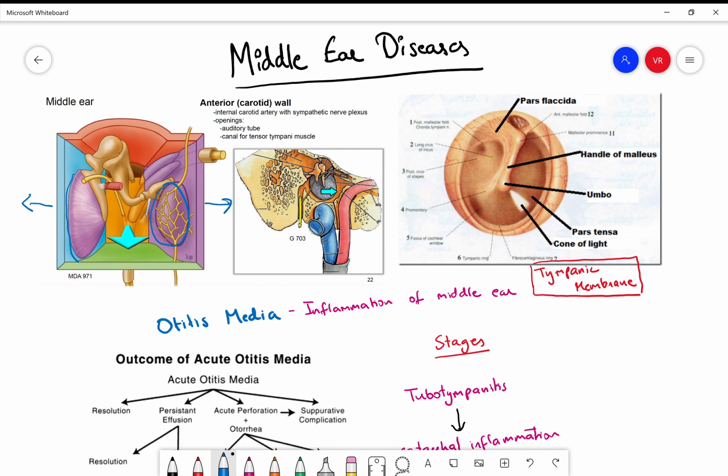So then moving on, the second most important content of the middle ear are the ear ossicles. So this is the malleus and this is the incus, and finally the small part, the stapes. These three are the most important ear ossicles which are going to help in the transmission of sound from the tympanic membrane to the inner ear through the oval window.